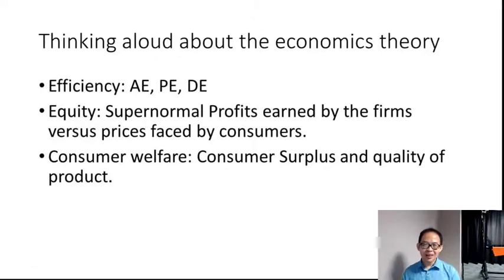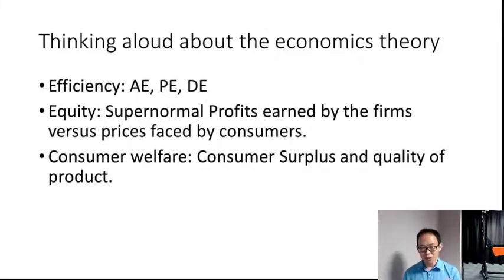So let me think aloud about the economics theory that I will use for this question. Efficiency, right? There are basically three main efficiency criteria: allocative efficiency, which is AE; productive efficiency, which is PE; and dynamic efficiency, which is DE. Equity, right, refers to the supernormal profits that are earned by the firms at the expense of higher prices faced by consumers.